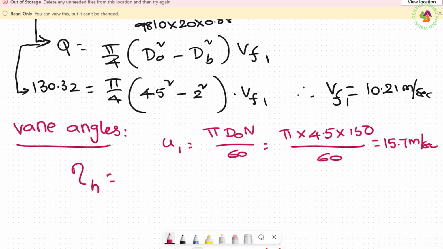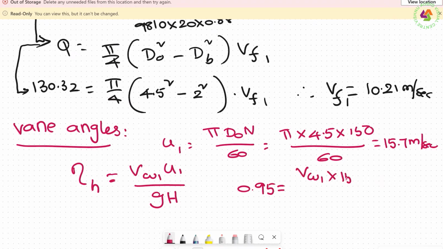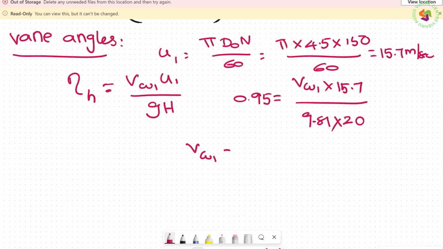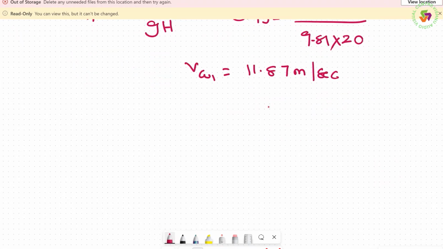The only equation for Vw1 is the hydraulic efficiency equation, Vw1 U1 by gH. So hydraulic efficiency, which they have given, is 0.95, equal to Vw1 into U1, which is 15.7, divided by 9.81 g, and H is equal to 20. Therefore, Vw1, if you calculate, is 11.87 meters per second. Now this is what we got. So if I take the basic vane, suppose this is the vane.